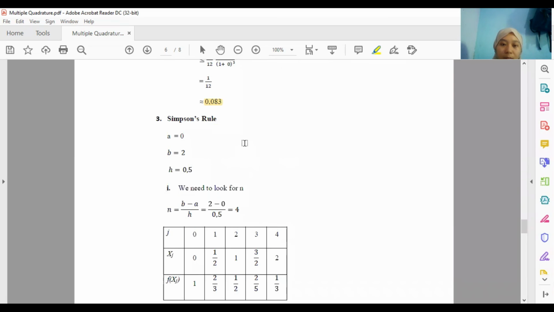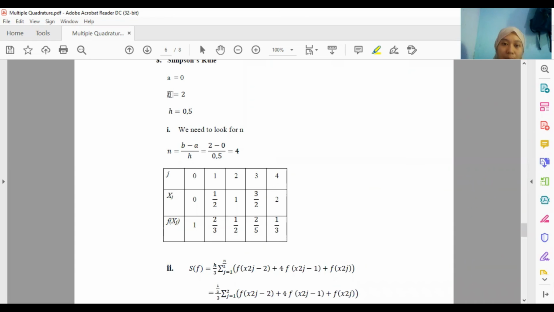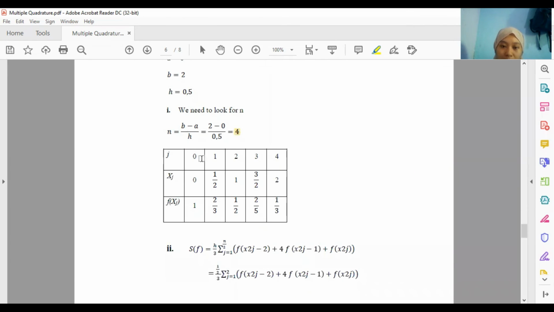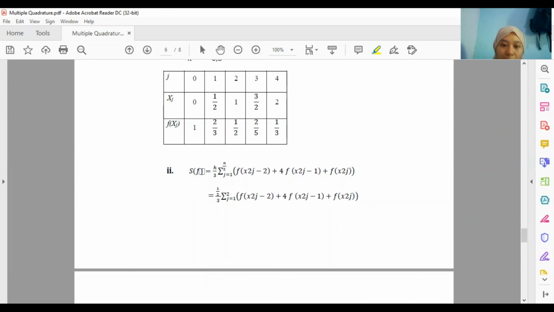Next, Simpson's rule. We have a is equal to 0, b is equal to 2, h is equal to a half. So we need to look for n is equal to (b minus a) over h is equal to (2 minus 0) over a half. So we need n is equal to 4. In this table, it is same with trapezoidal rule. x0 is equal to 0, x1 is equal to a half, and so on. You can try this, and then we look for S_n f.